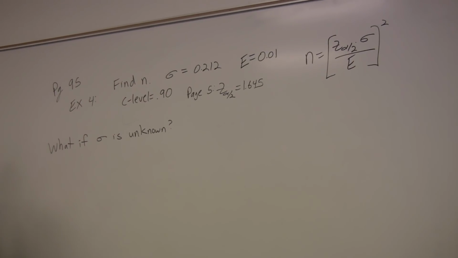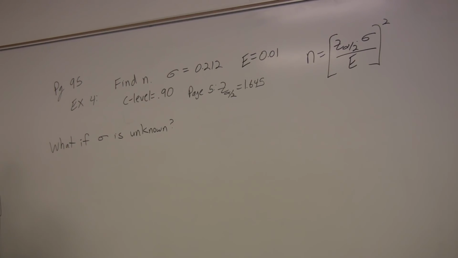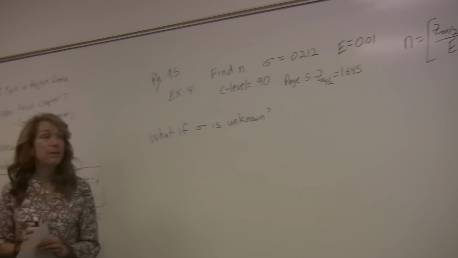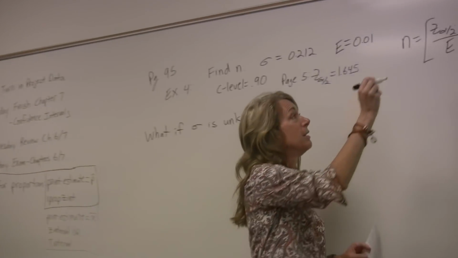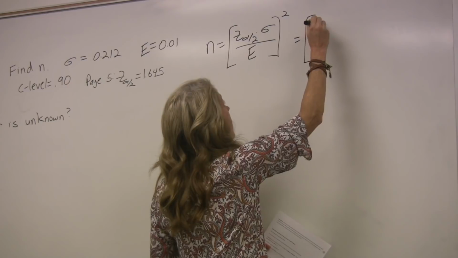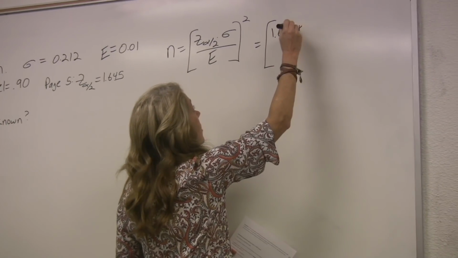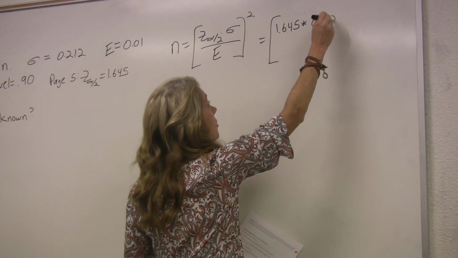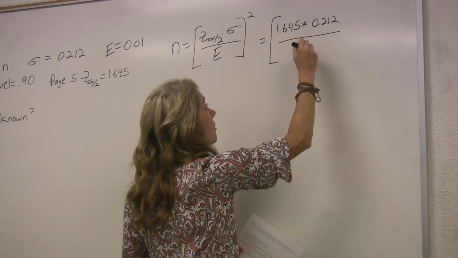Can we plug everything in, round up? Might as well do it now that we're here. Plug it in, round up. What was my sigma? 0.212 divided by 0.01 squared.